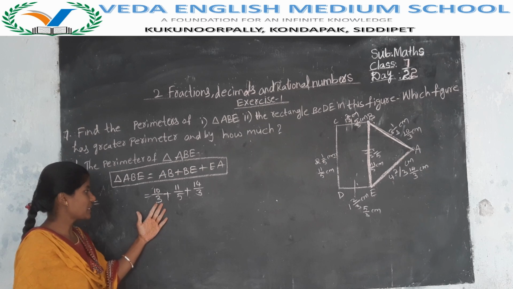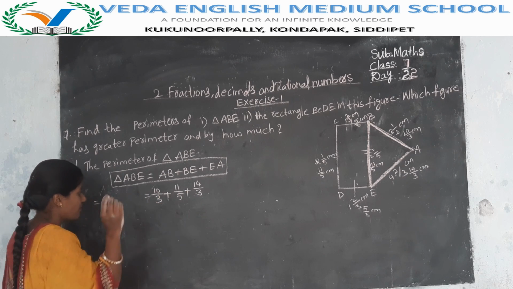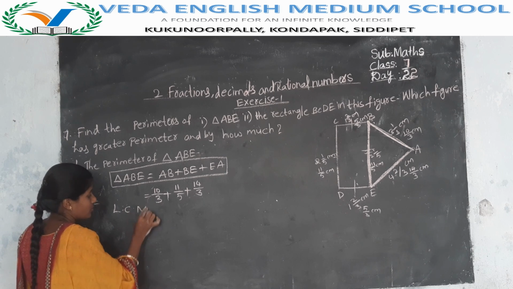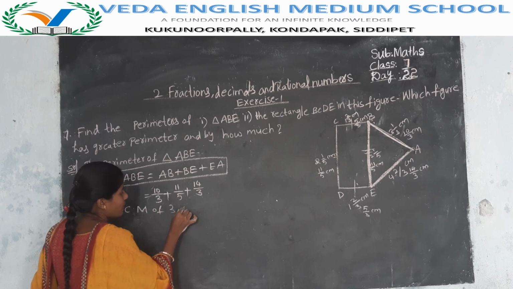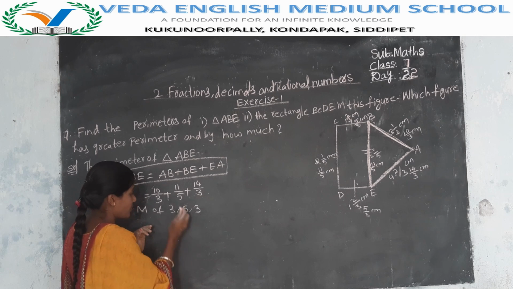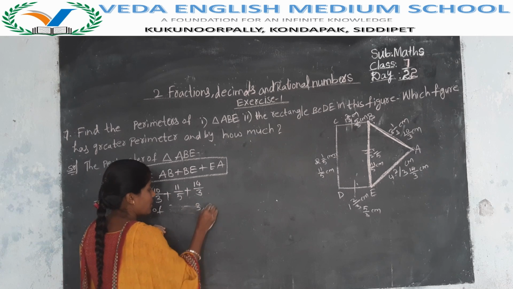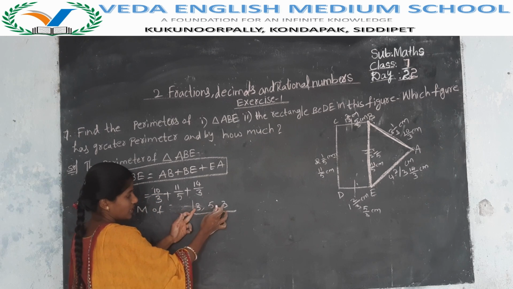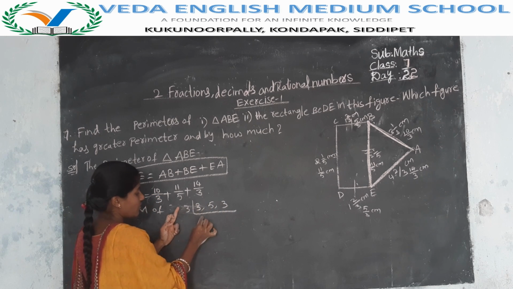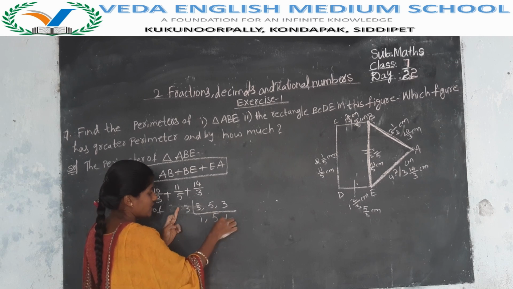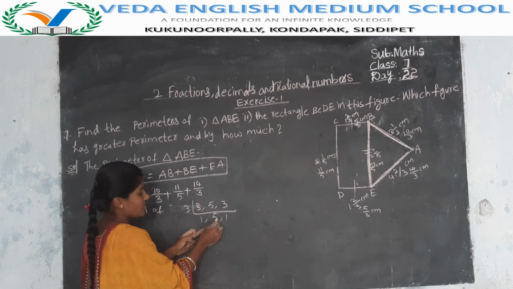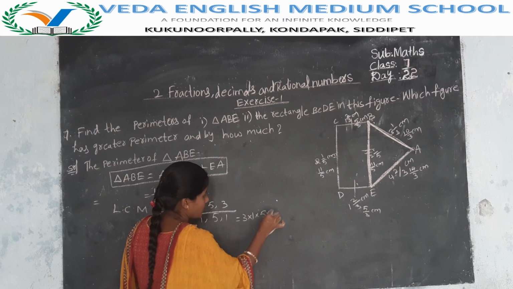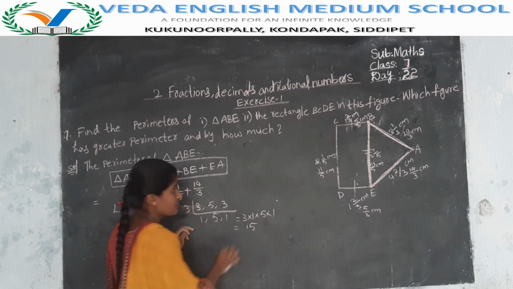Now see the denominators: 3 comma 5 comma 3. Find the LCM for the denominators. Now find the LCM for 3 comma 5 comma 3. Both are prime numbers, but here we have two 3s, so take the 3 table. 3 ones are 3, 5 not possible, so write 5 as it is. 3 ones are 3, 3 5s are 15. So 3 into 1 into 5 into 1. So the LCM we got is 15.